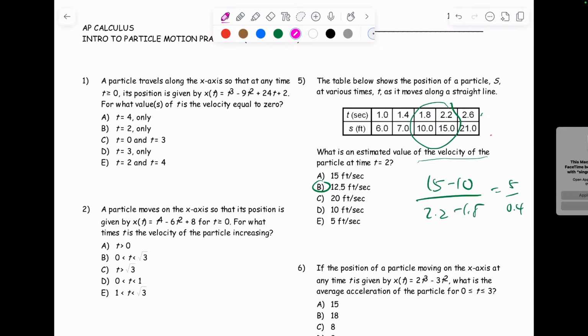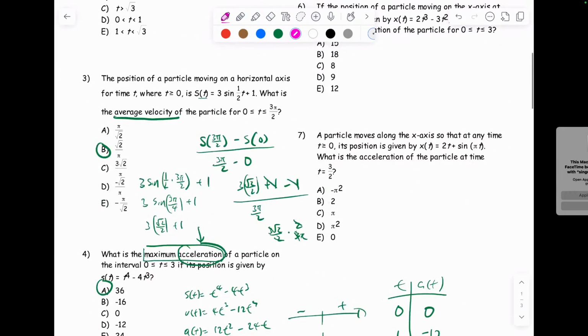Can I do 7? Sure. What is the acceleration of the particle at time 3 over 2? Just take a second derivative. So v of t is equal to 2 plus pi cosine of pi t. And a of t: take a derivative, the 2 goes away, so it'll be negative pi squared sine of pi t. Plug in sine of 3 pi over 2, which is negative 1. So it's going to be pi squared. D. I got D. Yes.